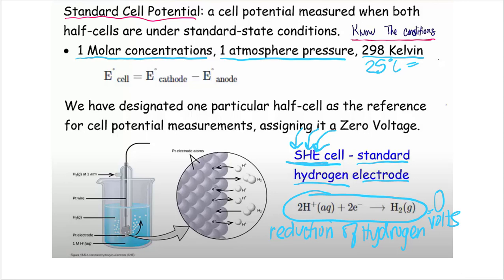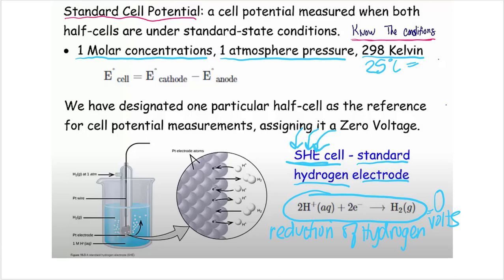Now let me clarify. This is what it is assigned. It's assigned 0 volts, not to say that it doesn't have any electrical capacity. It's just we're going to call it 0 and compare every other elemental half cell to that standard. So we have to call it 0. Things that are positive are more active at losing electrons, and things that fall below it will be less active. It's just a point of reference, assigning it as 0 voltage.